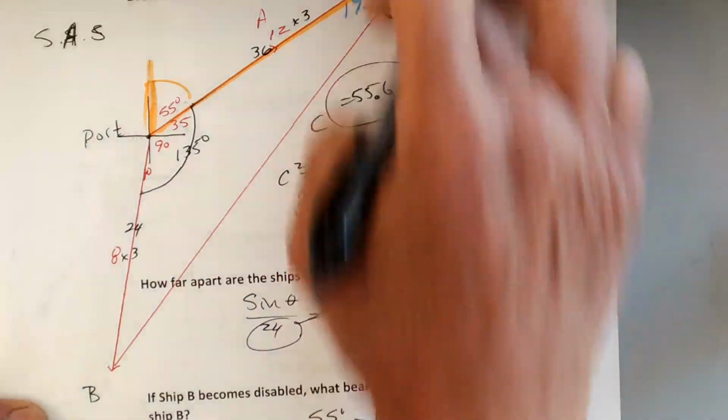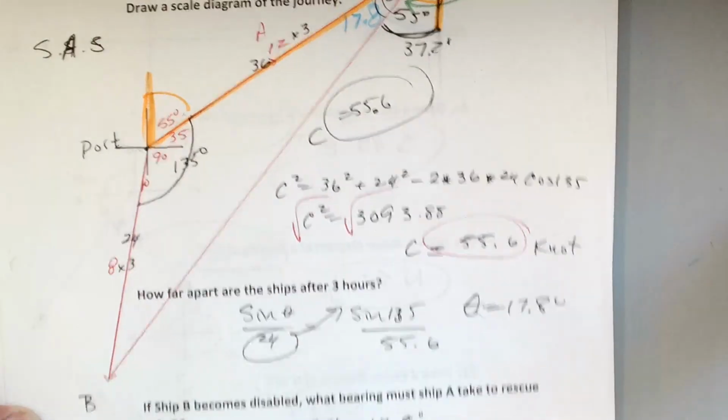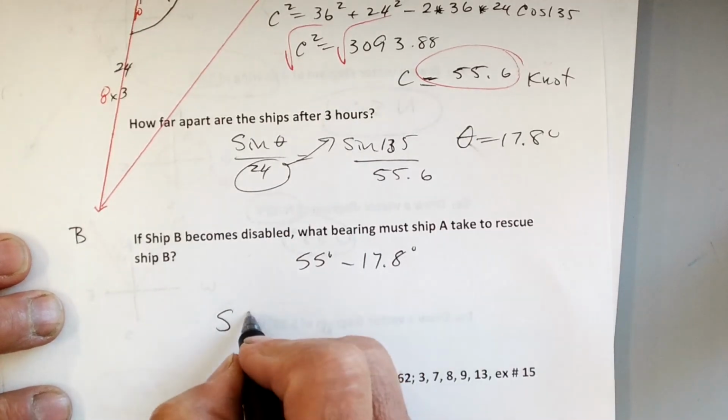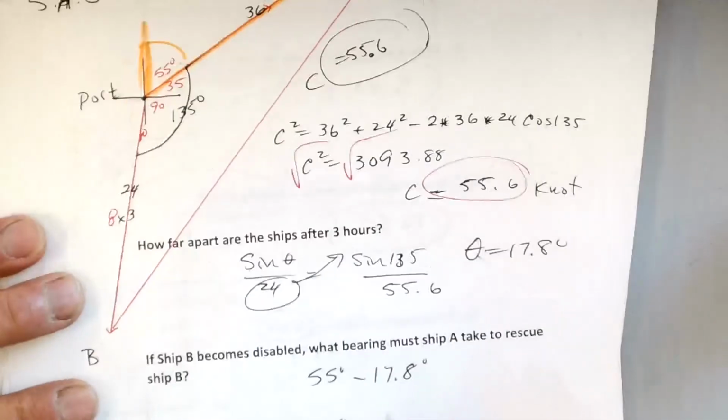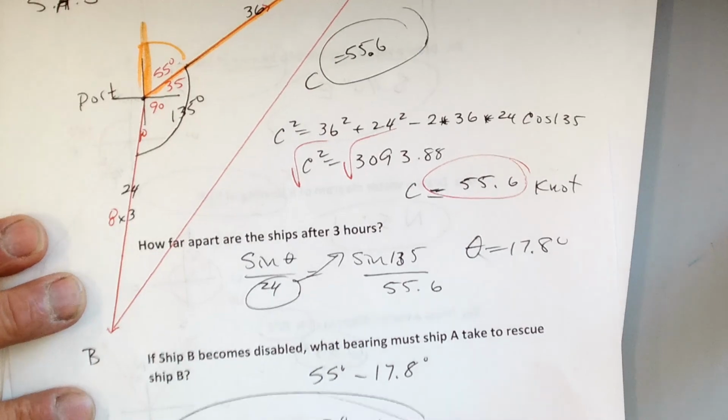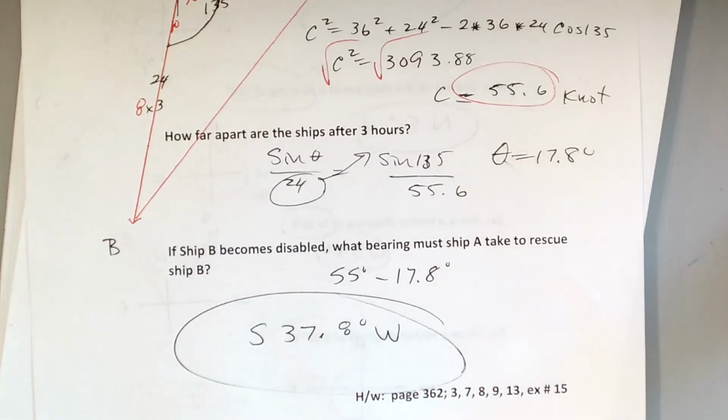We're going to go south, 37.2 degrees towards the west. How's that? Pretty cool. We're actually doing math that can be applied. I love it. Life's good.